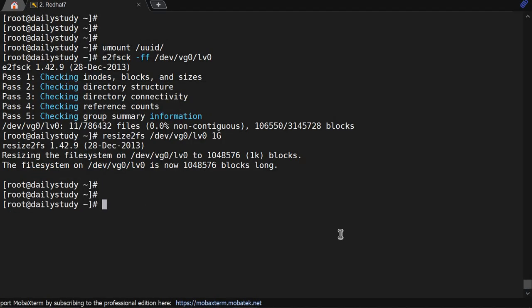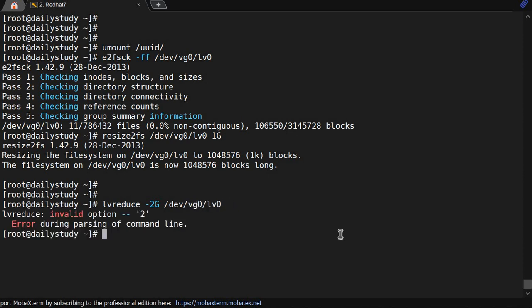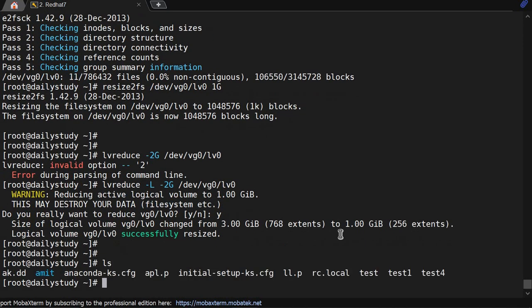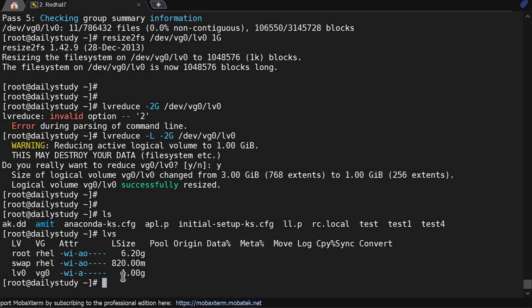Okay, then lvreduce -2g from /dev/vg0/lv0. Okay, showing -2 is not a command line option because we forgot to give -L. Reducing logical volume size, this may destroy data. Yes, there is always a chance of data loss. Okay, LVS, now my LV became 1 GB.